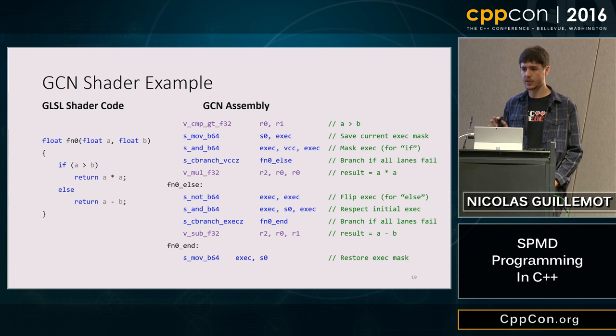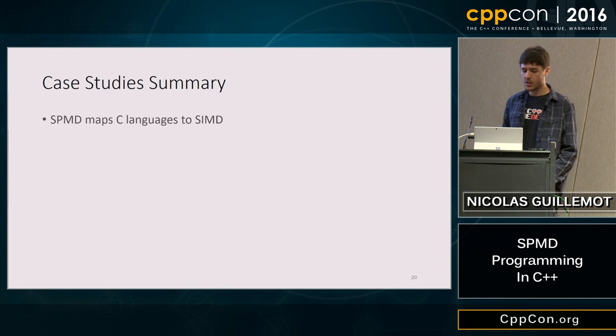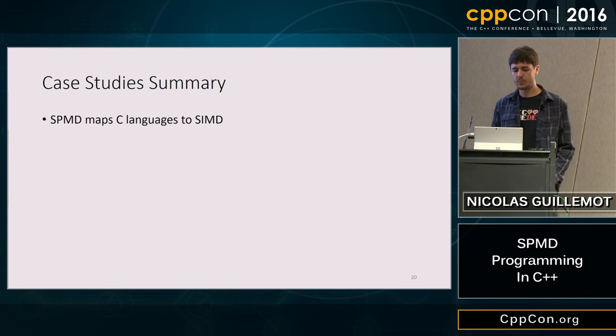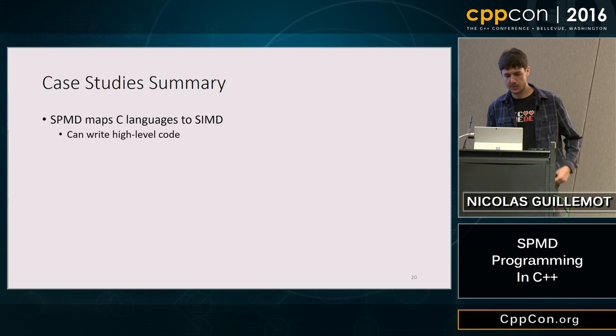So that's all I want to say for GCN assembly. All right, in summary, what did we learn from these case studies? First of all, we've seen that we can use SPMD to map C-like code to SIMD. The code that we can write is high level, so we can use it to write loops and conditionals in ways that let us write better algorithms more easily, rather than focusing on little finicky assembly details.